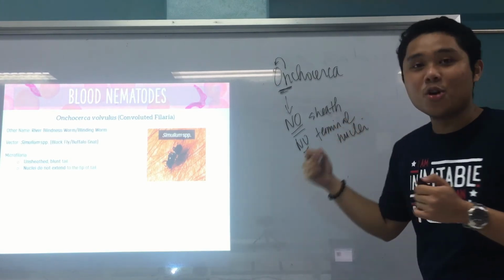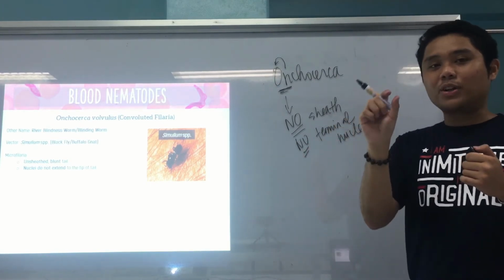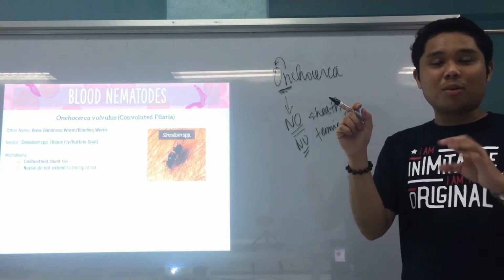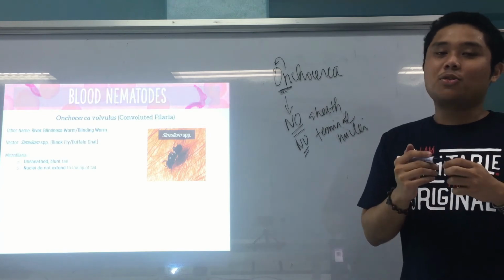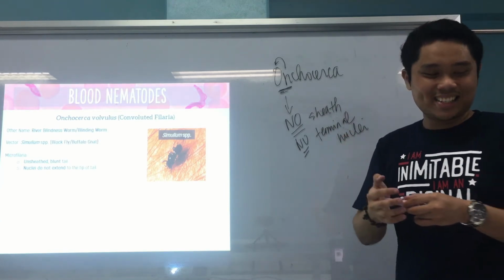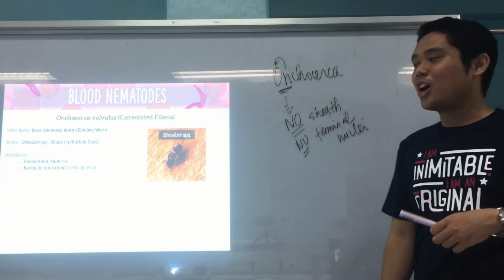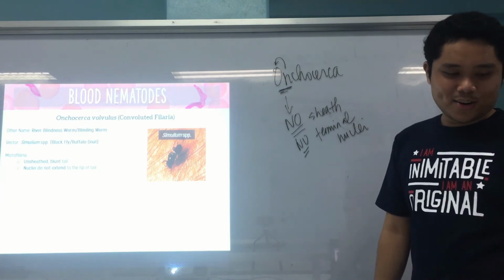So no Oncocerca, the first 2 letters, you reverse it, or you flip it, right? No sheath, no terminal nuclei. So many mnemonics were shared. Onchocerca volvulus.